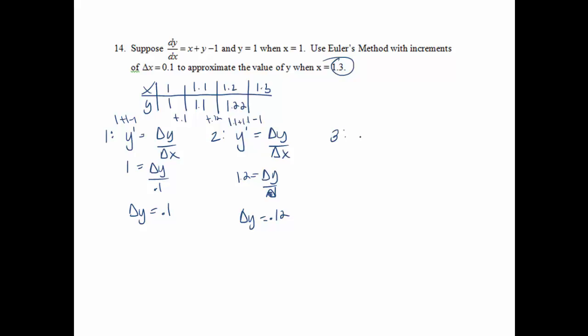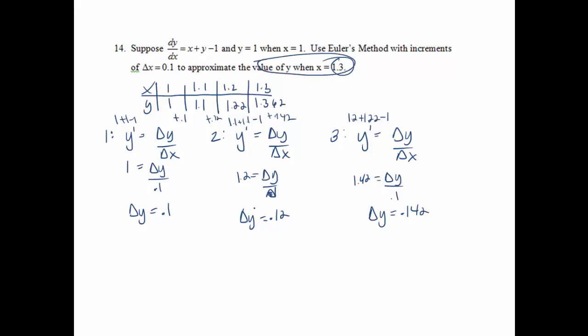Ready for step 3. So y prime equals delta y over delta x. My y prime this time, x plus y minus 1, is going to be 1.2 plus 1.22 minus 1. When I calculate that, I get 1.42 equals delta y over my change in x, which is 0.1. If I cross multiply, I get delta y equals 0.142. So now I'm going to add 0.142 to my y value, and when I do that I get 1.362. It just asks me for that final value of y, so my final answer will just be 1.362.